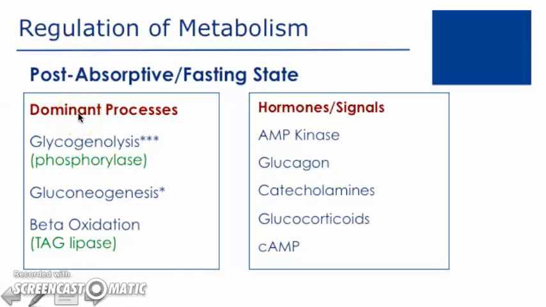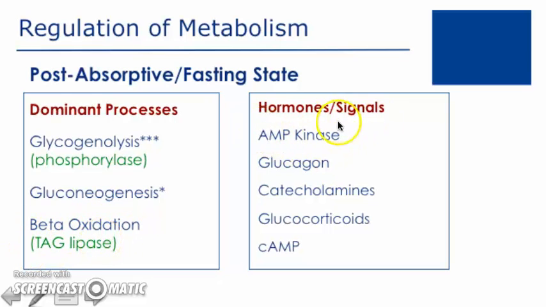So dominant in the early fasting state would be primarily glycogenolysis, or the breakdown of muscle and liver glycogen to free glucose and to be involved in increasing blood glucose levels. Also, we see early initiation of gluconeogenesis, and this is particularly going to be involved in the alanine glucose cycle versus the breakdown of muscle protein. And we also see some initiation of beta oxidation with the activity of triacylglycerol lipase.